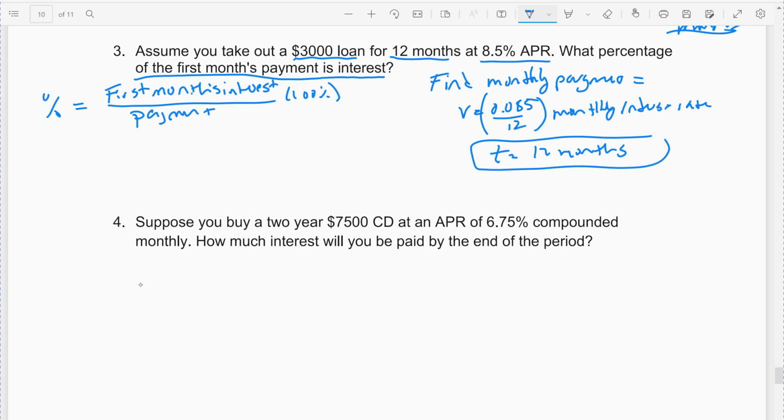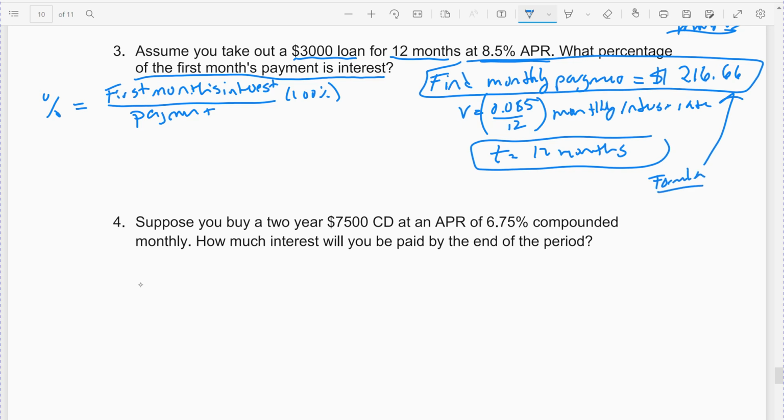All right, so the monthly payments you can figure out using either the formula or the finance key. When you do, the monthly payment comes out to $216.66, rounded to the penny. Again, the monthly payment comes from either the formula or the finance key. That's not the answer. That's the bottom part of this percent ratio.